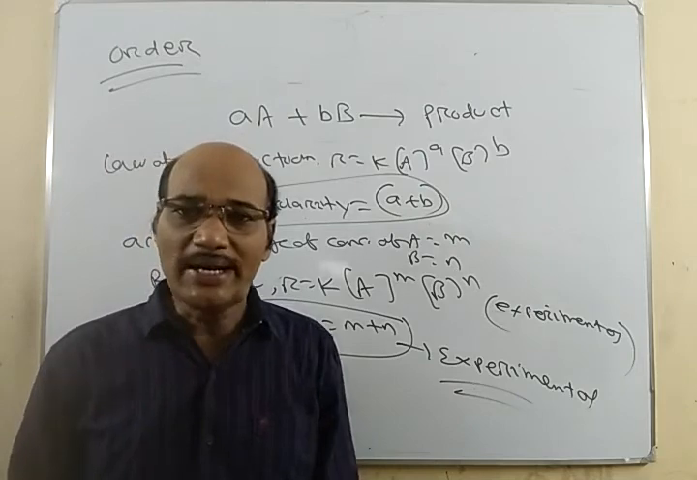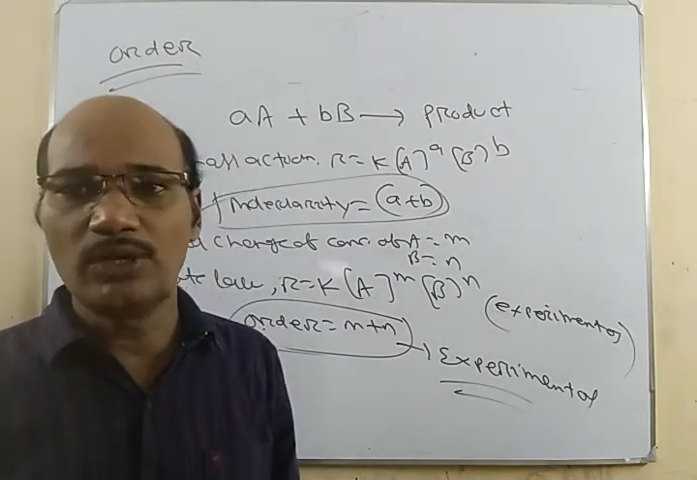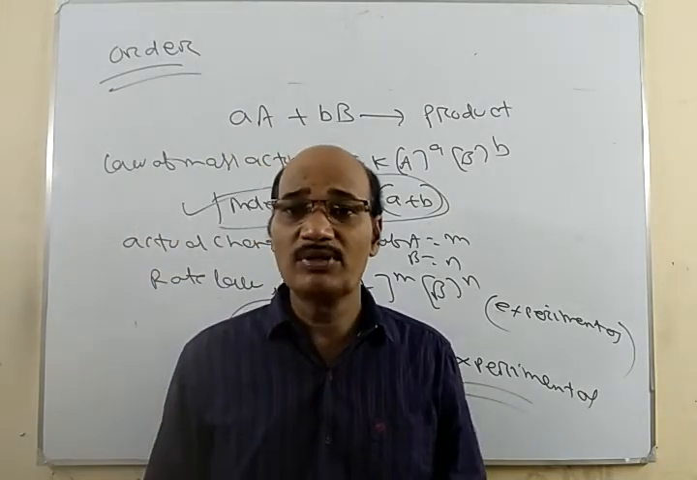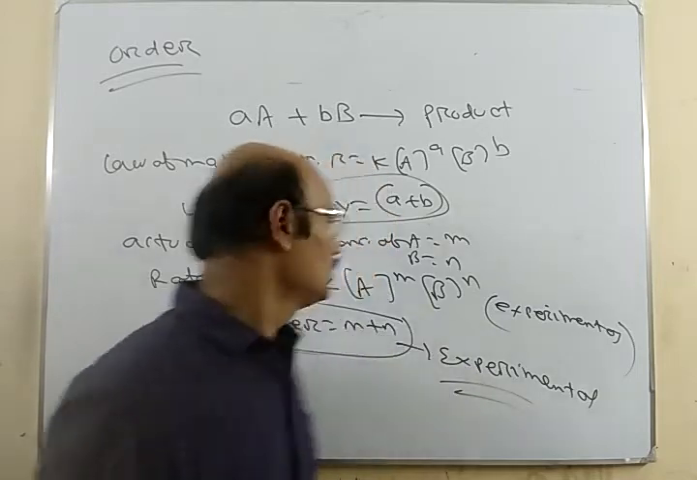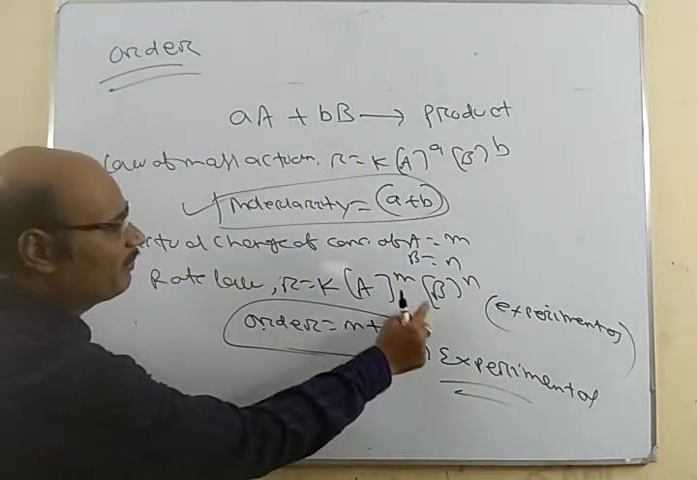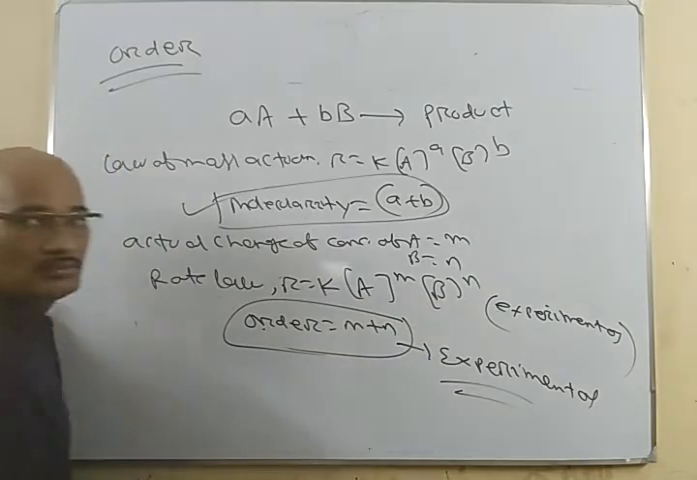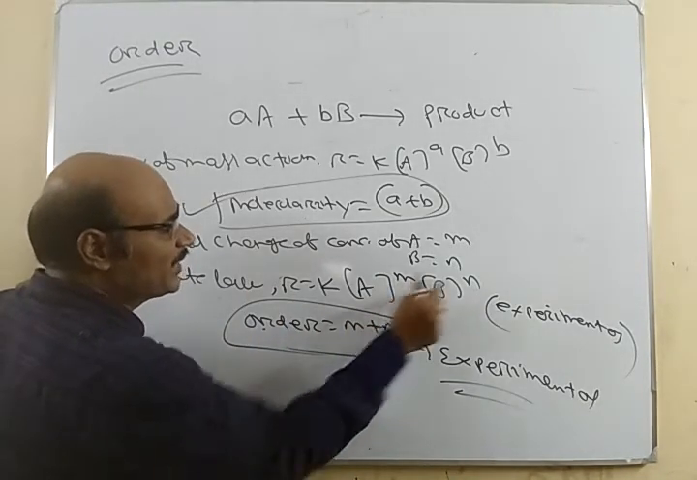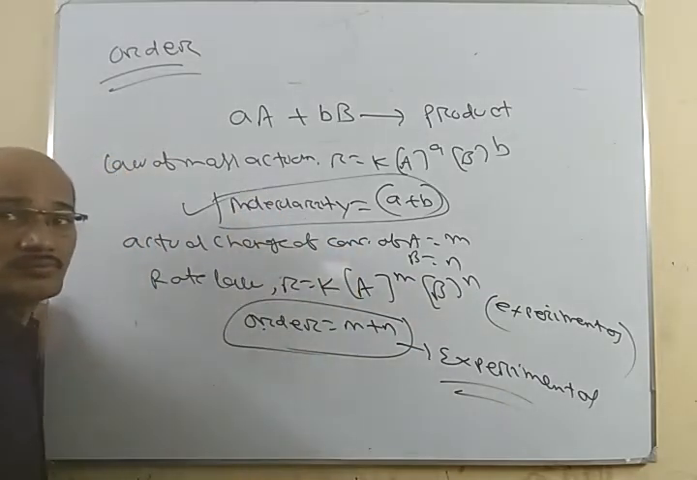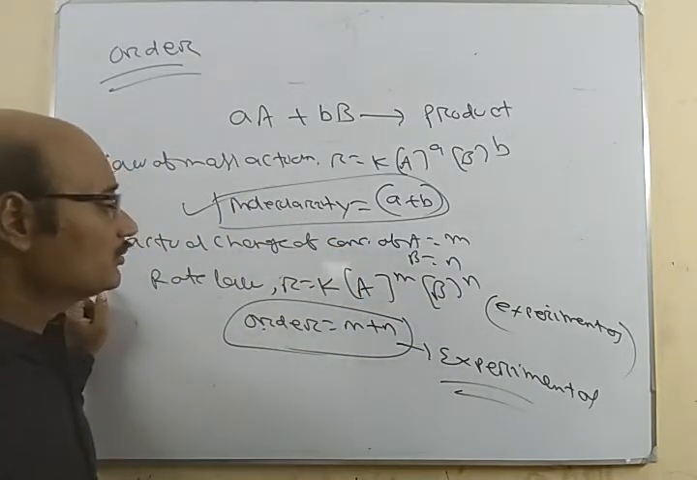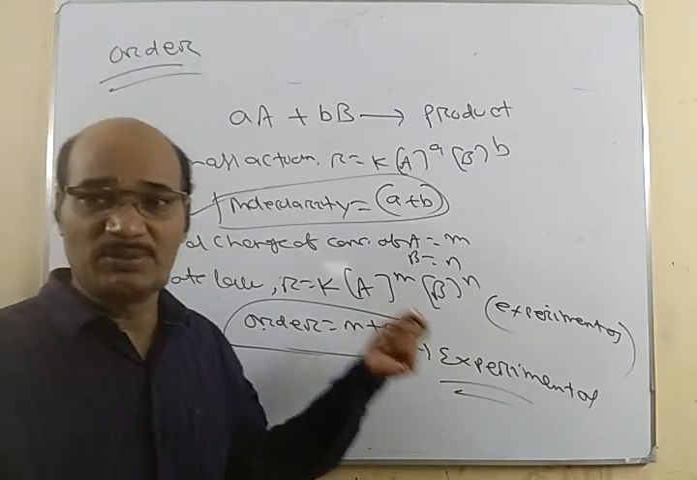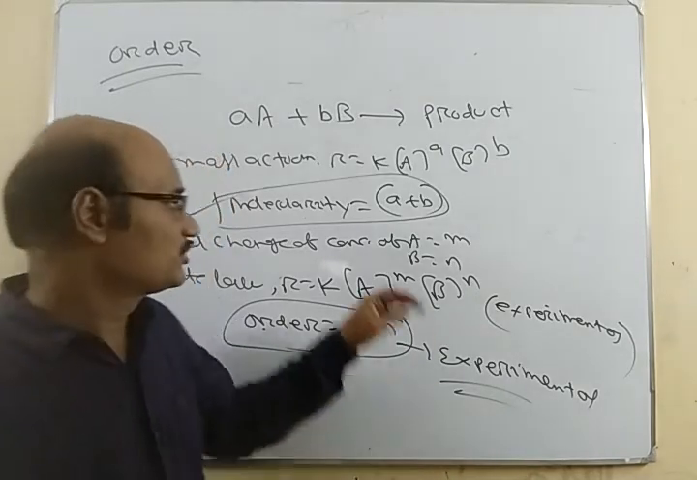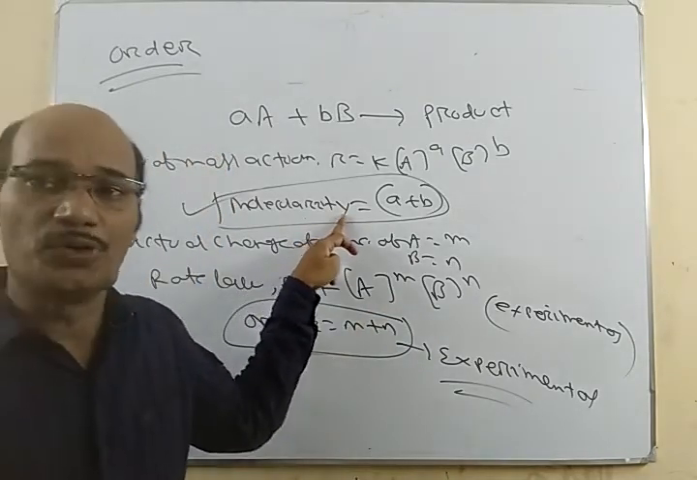So because the rate law is experimental, we are determining the order from the rate law. If the rate law is R = k[A]^m[B]^n, then the order is m + n, the sum of the exponents of the concentration terms in the rate law. Now this order is experimental. What is molecularity? It is theoretical.